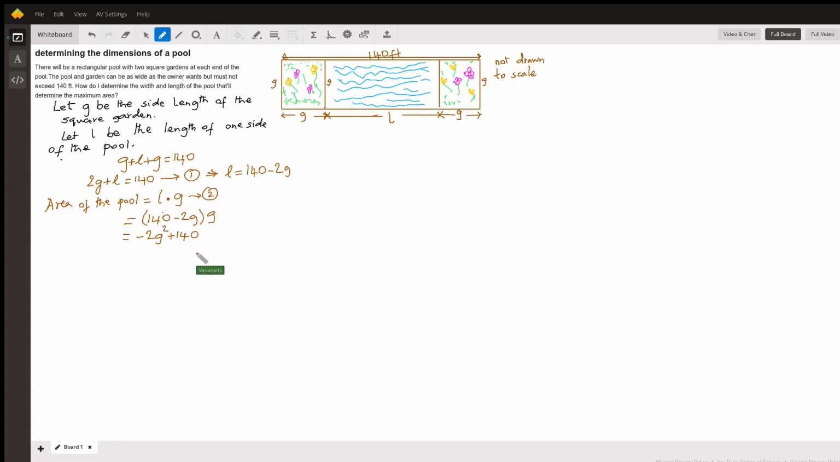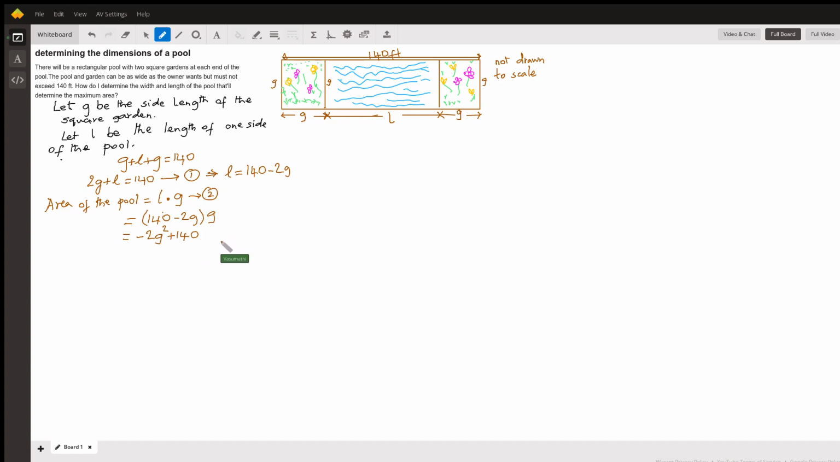Okay, so now if you remember, this is a quadratic equation because the degree of this equation is 2. Since we are solving for the maximum area, I can relate that to what the maximum means in a quadratic equation, expression, or function. In a quadratic function, the maximum always occurs at the vertex. So if we can find the vertex, that's like finding the value of G for the maximum area of the pool. So let's find the vertex.